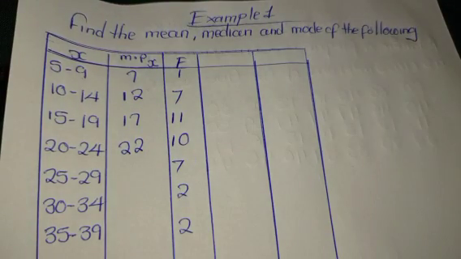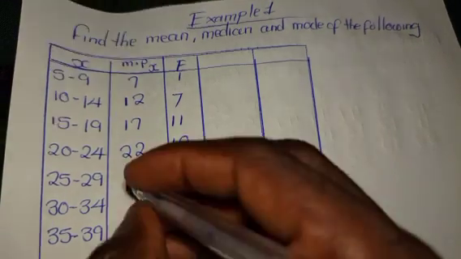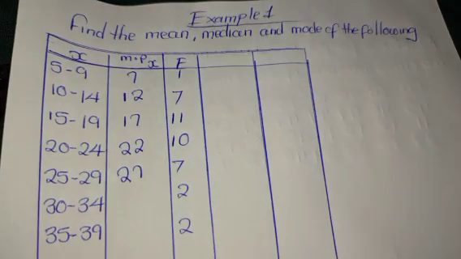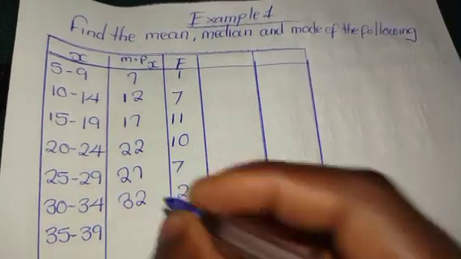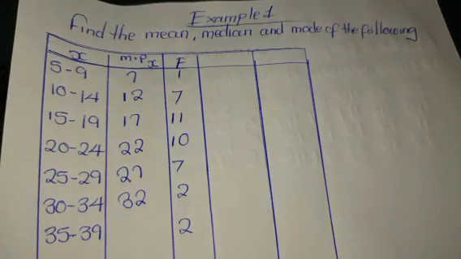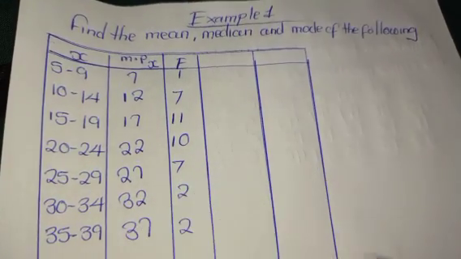Then you start adding: 5 plus 17, you get 22. 22 plus 5, you get 27. And 27 plus 5, you get 32. Lastly, 32 plus 5, you get 37.